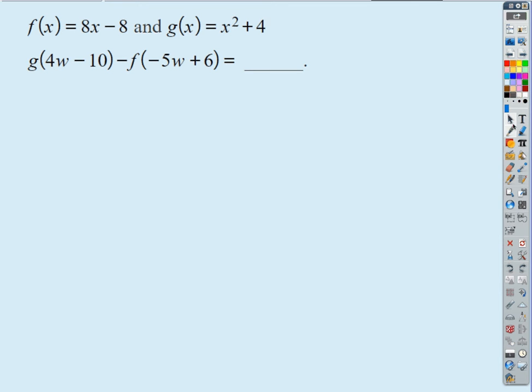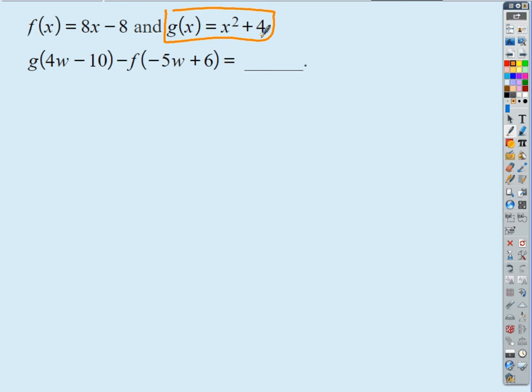So here is g of x, right? We call that the function rule for function g. That's telling us what g is doing to the inputs. Whatever we input, it is squaring and adding 4 to the result, right? So if I did g of a billion, I would just do 1 billion squared plus 4. If I did g of a, I would just do a squared plus 4. If I do g of the quantity 4w minus 10, then all I'm going to do is the quantity 4w minus 10 squared plus 4.